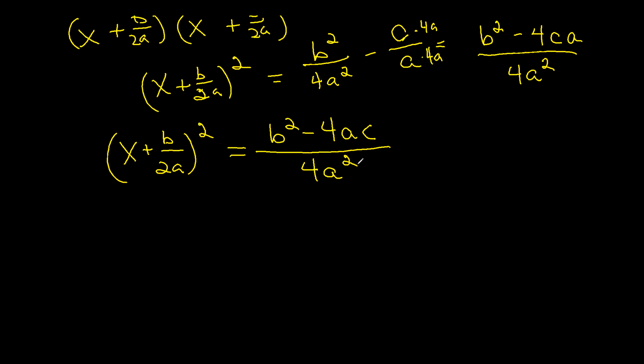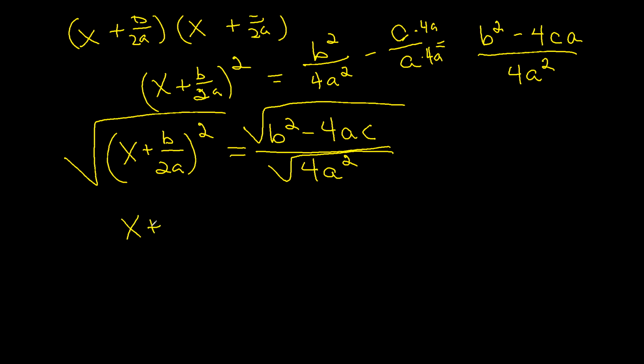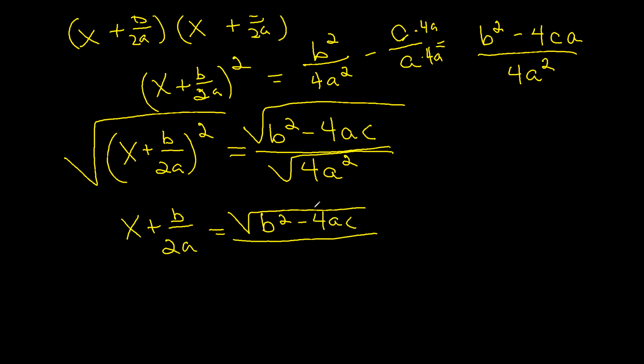And now, as with other problems, I'm going to take the square root of both sides. And this one here, I'm going to take the top and bottom like I've done previously. And so the left side is going to be x plus b over 2a. And that's going to equal the square root of this numerator here. There's nothing I can do because I don't have factors there to take a square root from. So I'm just going to leave it as such. But the denominator, I can take the square root of 4a squared, which is 2a.